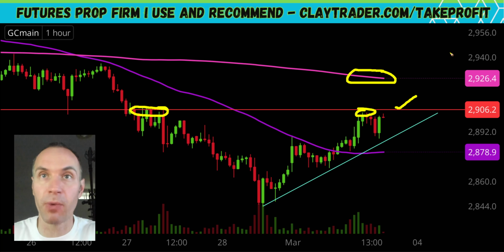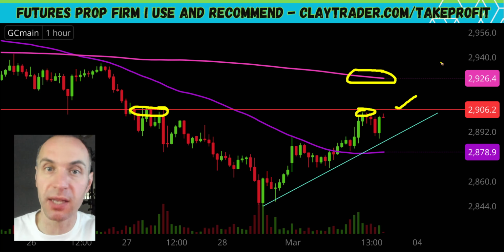But all in all, anyway, look at it. Nice recovery, nice break of that trend line. Now it's starting to grind higher and higher, so we'll see what the week has in store.